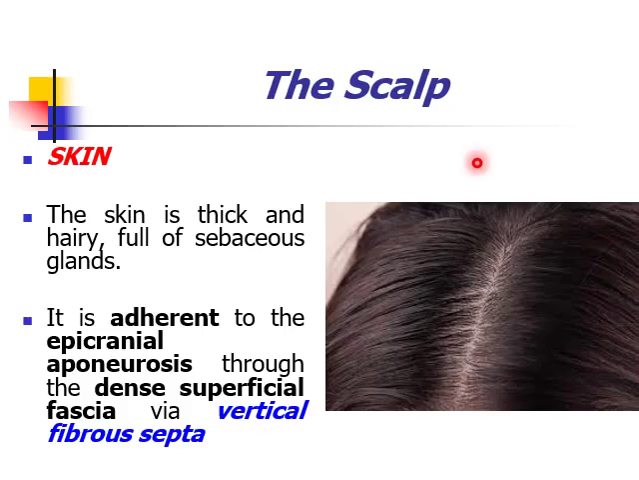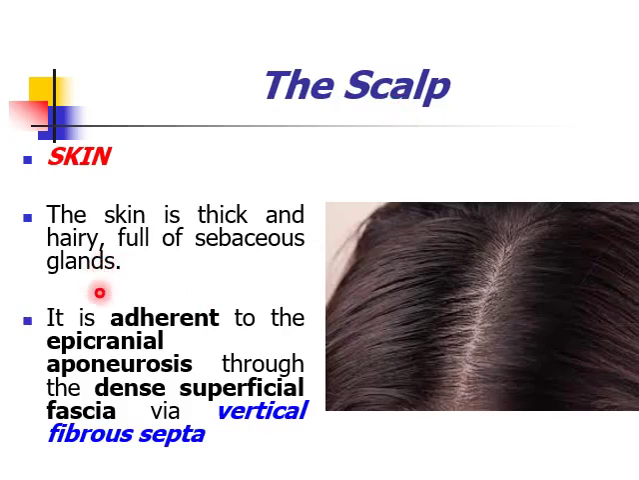Sebaceous glands are glands found in the skin of the scalp to produce sebum. It's an oily secretion secreted by these glands. And this oily secretion preserves the hair and gives the hair its shiny appearance. The layer of the scalp that is formed by the skin is adherent to the epicranial aponeurosis. If you remember 2 slides ago when we were discussing the 5 layers of the scalp, we found that the aponeurotic layer is the 3rd layer of the scalp.